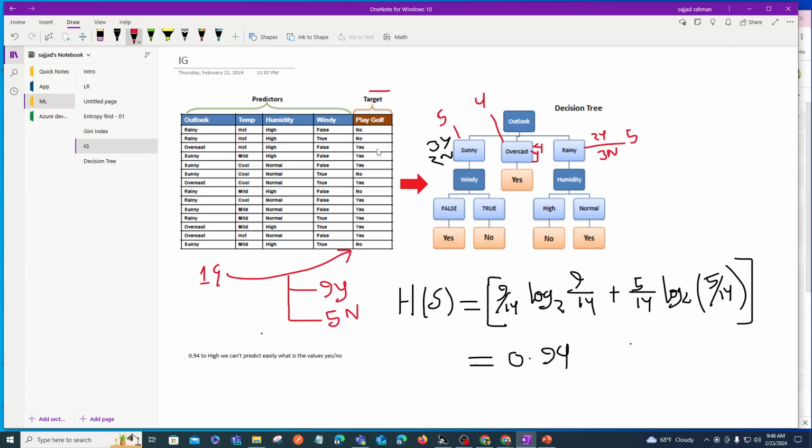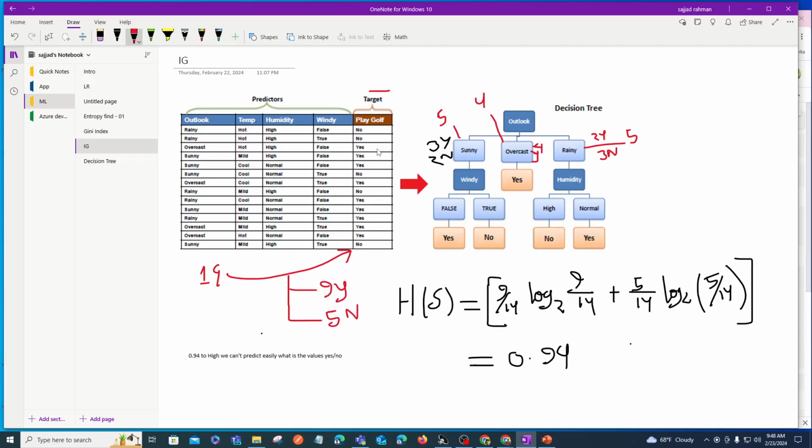If we look at our target value, we can see that there are 14 rows, and among them, counting 1, 2, 3, 4, 5, there are 5 no and 9 yes. So I think you can easily find the entropy of the target.